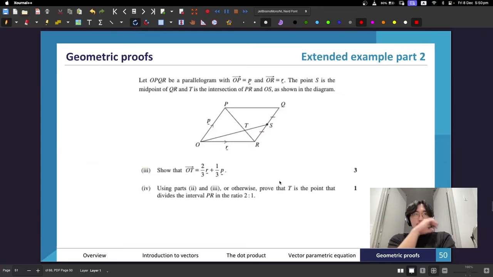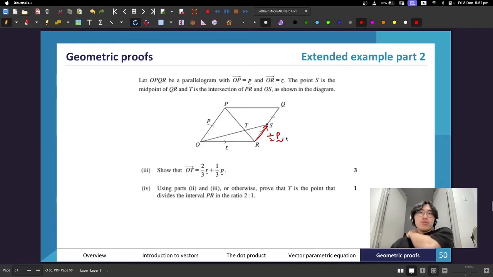Now this is the second part of that same question. Usually the first part is NESA giving us some freebie marks, and then the second part is like, let's differentiate the band 6 students from the band 5 students and the band 4 students. Let OPQR be a parallelogram with OP equals p and OR equals r. The point S is the midpoint of QR. So R to Q is going to be p, so R to S will be half p.